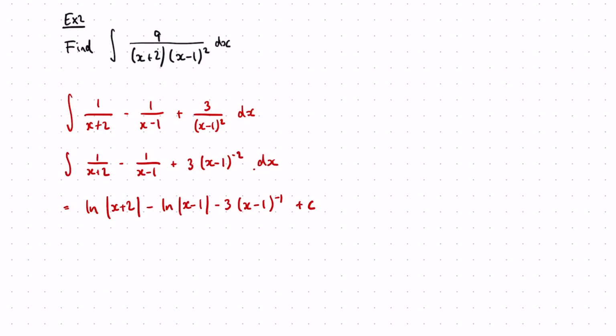Last thing to do is just do a bit of tidying with your logs. So this will simplify down to log of (x plus 2) over (x minus 1) due to your log laws. And I can rewrite minus 3 (x minus 1) to the power minus 1 as minus 3 over (x minus 1), plus c. Okay, so if you're wondering how we got this, again, that's partial fractions. Go back and have a look at that lesson. But once you get your partial fractions, it's very straightforward to solve.